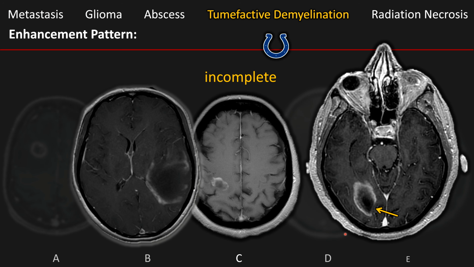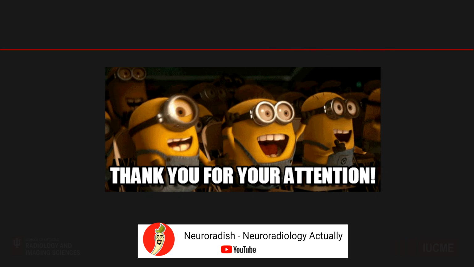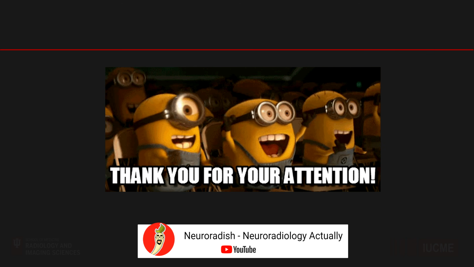This is another case of tumefactive demyelinating lesion, has an even more incomplete rim enhancement. This patient right here has multiple sclerosis, has an active inflammation. Know that the multiple sclerosis lesion, some lesions, not all of the lesions, show enhancement and is again a horseshoe or incomplete rim enhancement pattern. That's all. Thank you very much for your attention.